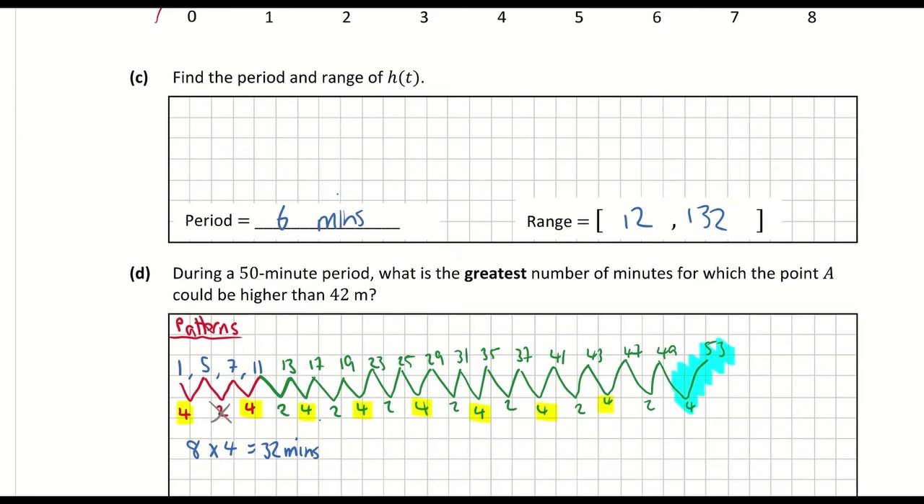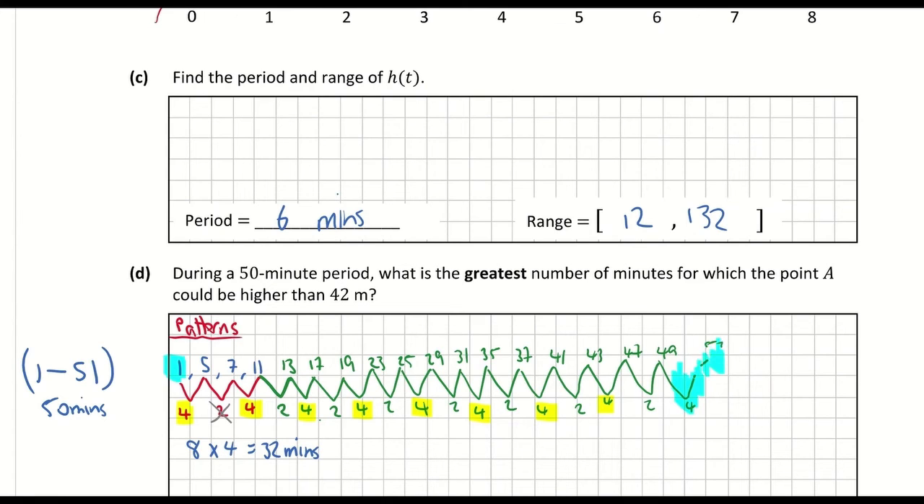Now, just remember here, I didn't start at time 0. I started at time 1. So here is my time 1. So technically, my range here is from 1 to 51 because it wants it in a 50-minute period. But I'm not starting at 0 to 50, I'm starting at minute 1 to 51.